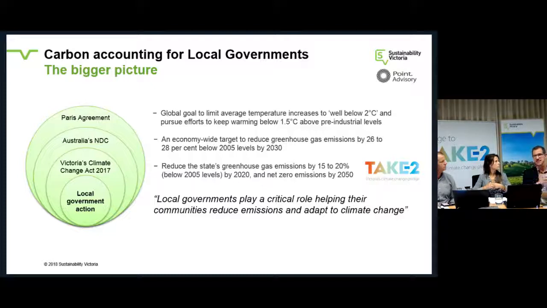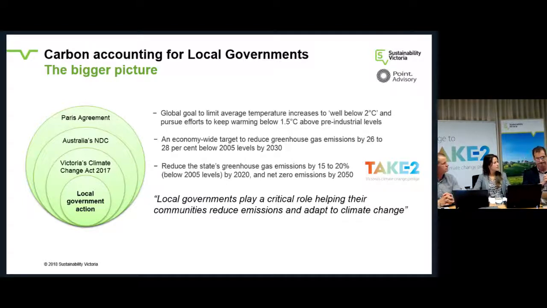So we can't set net zero emissions targets, we can't set interim targets, we can't make pledges, we can't do any of those things if we don't have robust carbon accounting frameworks in place. So hopefully on the back of this course, you'll have the skills to be able to develop those carbon accounts within your own organisations and help drive this agenda forward.